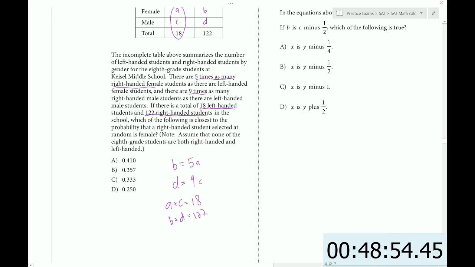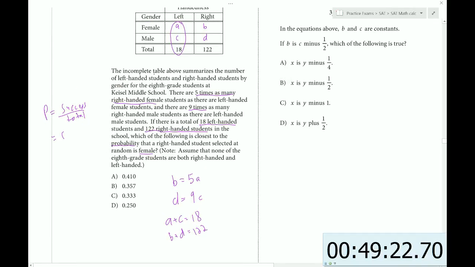Which of the following is the closest to the probability that a right-handed student selected at random is female? So probability is represented as success over total. So we need 2 numbers, one numerator, one denominator. Success in this case would be, let's see, we want a female right-handed student, correct? So female right-handed student is the letter B, okay?